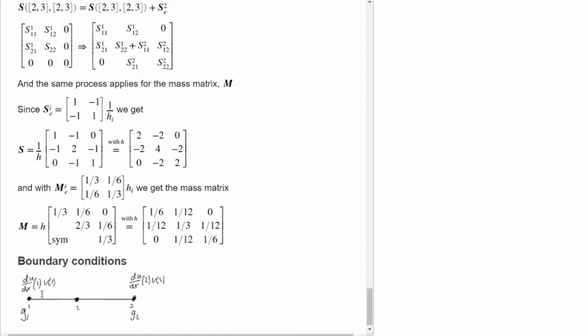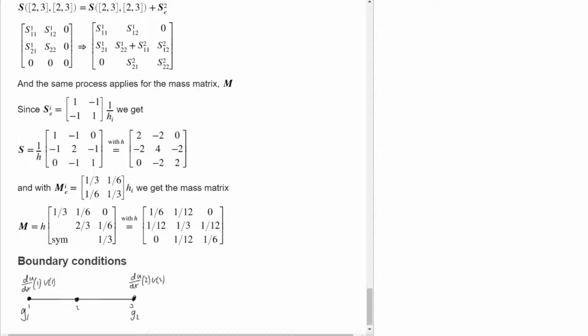So we have the boundary conditions. du/dx at 1 times this test function at 1, never mind that business, but this thing here is going to be denoted g1, and then on the other hand, on the far end side here, we have du/dx at 2, which is going to be g2.